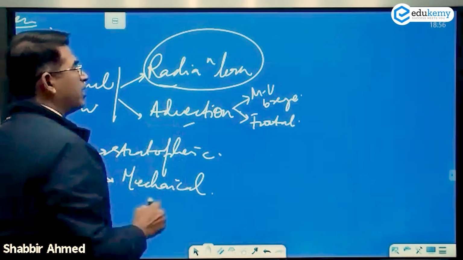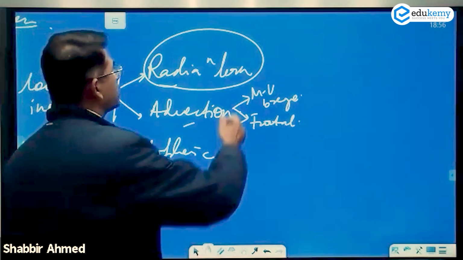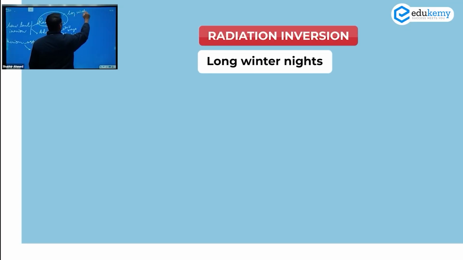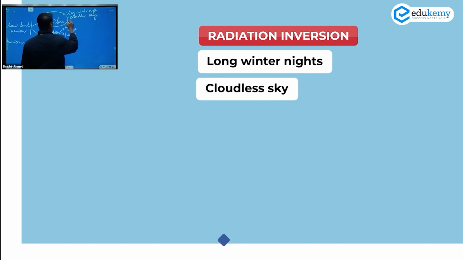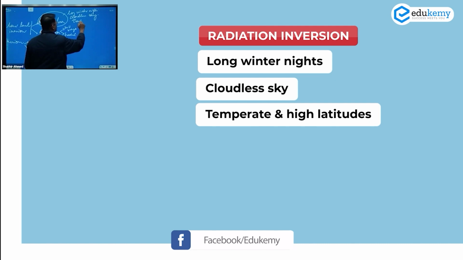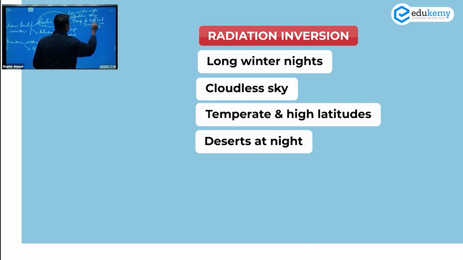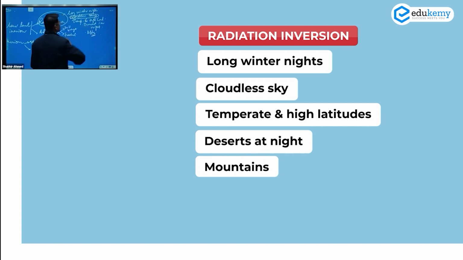What is radiation inversion? कैसे होता है? This happens in long winter nights. It happens in cloudless skies. This is typical in the temperate and high latitudes. It's also common in the deserts in the night. A very important condition is there should be cloudless skies. This also happens in the mountains. Long winter nights, cloudless skies, temperate latitudes, high latitudes, deserts in the nights and on the mountains.